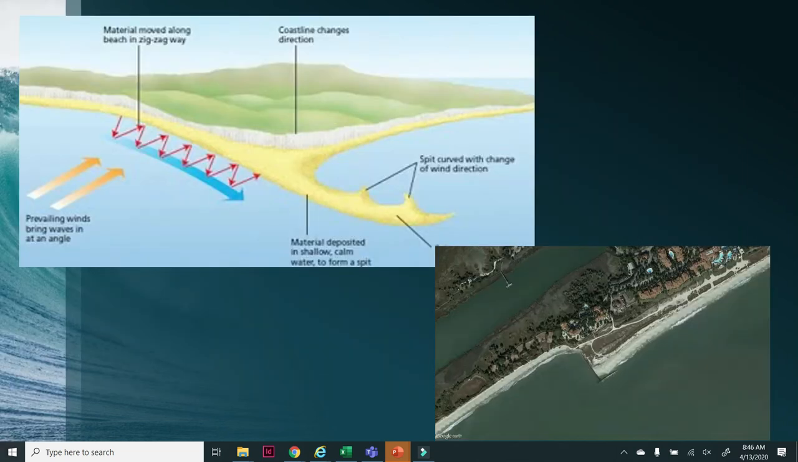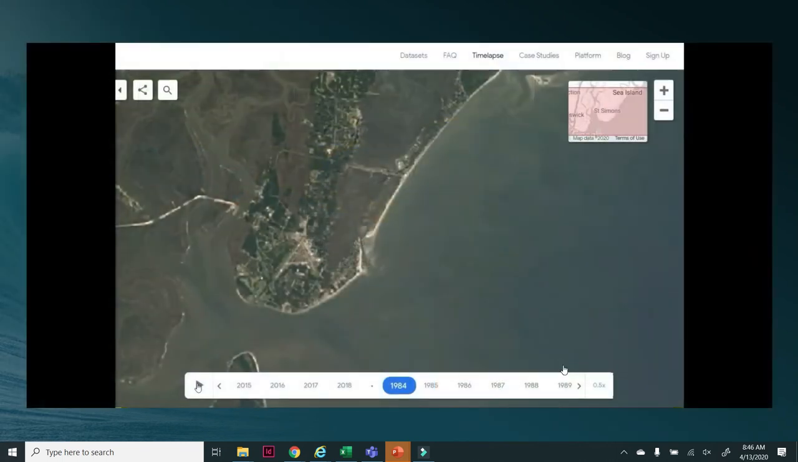Our next example is a little bit closer to home, and it is looking at what has happened in Sea Island when they built this man-made groin here. So let's just look at this. Let's look at this from above here.